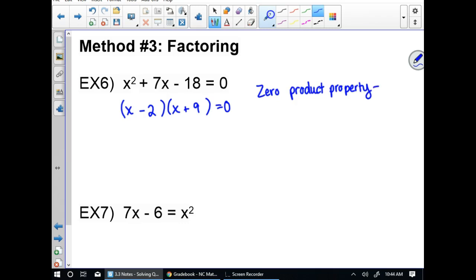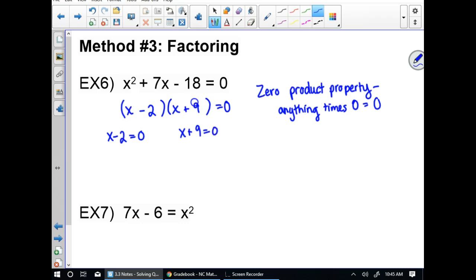The zero product property is something that you learned a really long time ago. You just probably don't remember that that's what it's called. Zero product property tells you anything times 0 equals what? 0, right? So in order for this to equal 0 here, either x minus 2 or x plus 9 has to be 0, right? So whenever we're solving by factoring, we're going to take each one of our factors, so x minus 2, and set it equal to 0. And we're going to take x plus 9, and set it equal to 0.